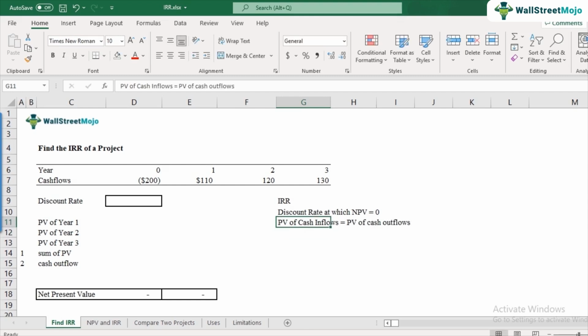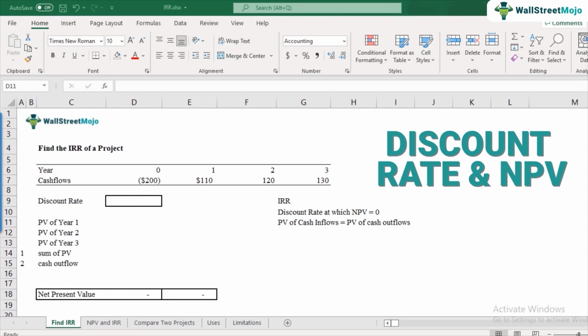What is the cash outflow here? Cash outflow is $200. Present value is $200 because that is today, right? It's happening today. But the present value of these numbers will be different depending on the discount rate. Now, in order to find the NPV, we need a discount rate, right? And IRR is defined as a discount rate at which NPV is 0.